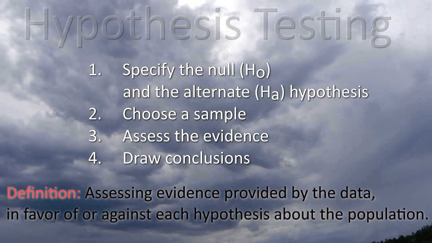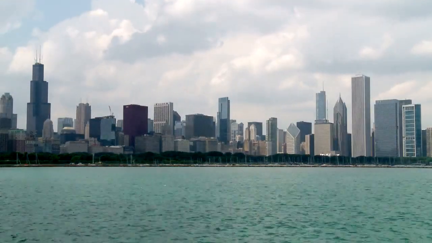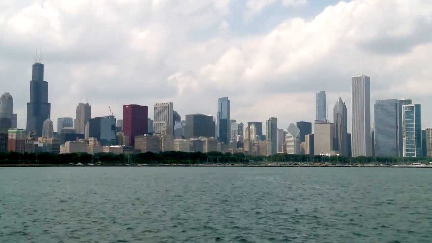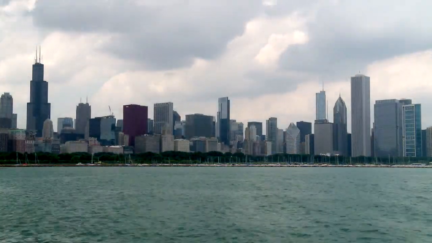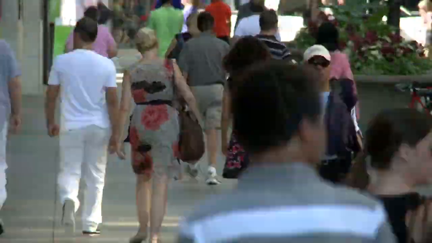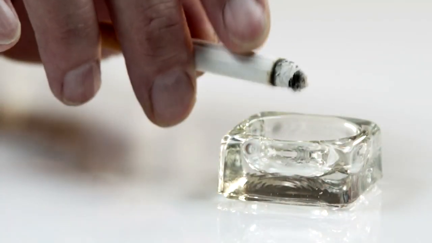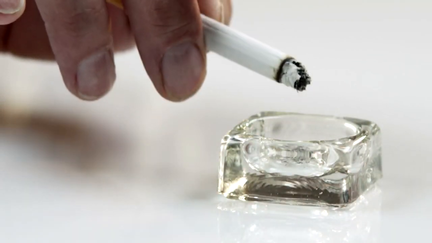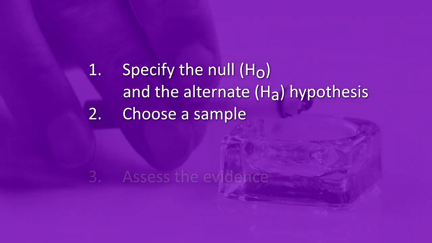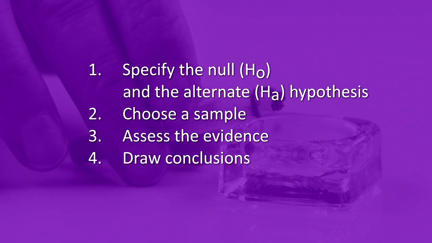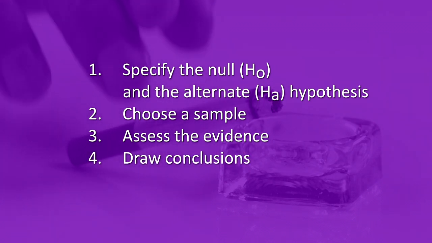To provide an example of hypothesis testing, we're going to use the NESARC data set, a representative sample of 43,093 adults in the United States, to evaluate whether or not there's an association between a diagnosis of major depression and how much a person smokes. We're going to work through the example using the 4 steps: specifying the null and alternate hypotheses, choosing a sample, assessing the evidence, and drawing conclusions.